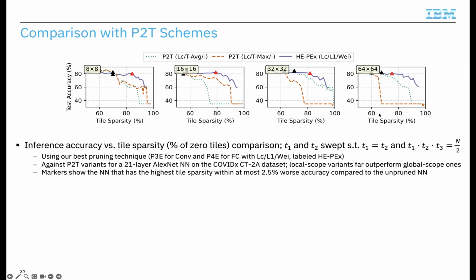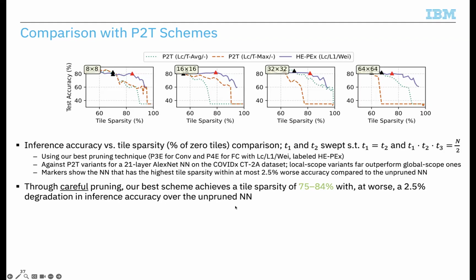And we can see as you increase tile sparsity, the accuracy would go down. There's a point at which the network breaks. And you can see those as the sharp falls. So with our methods, and these are different variants, I didn't get time to go into details. But if we say we want to stick within 2.5% of the accuracy of the original network, then that model is shown with the red marker here. So the conclusion is you can get a tile sparsity of up to 84% with a worst case accuracy drop of 2.5% over the unpruned neural network.